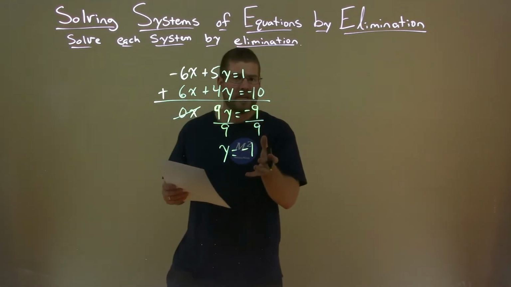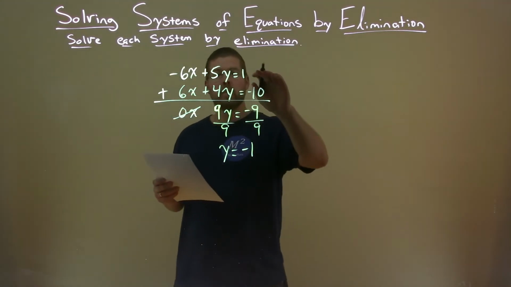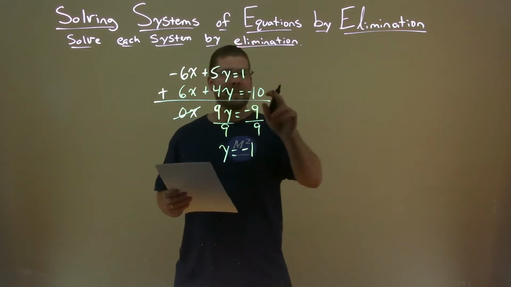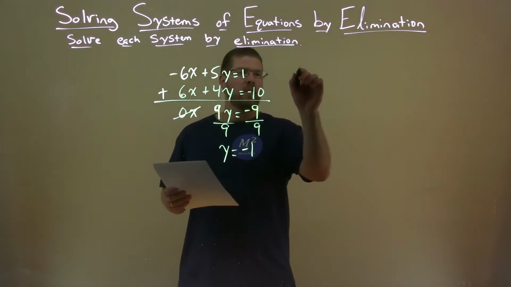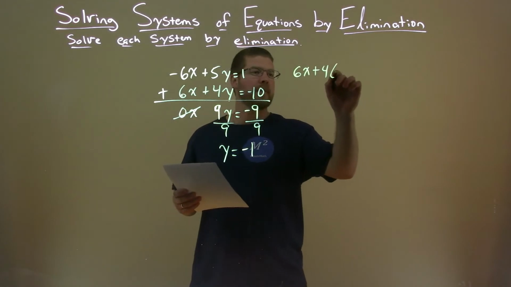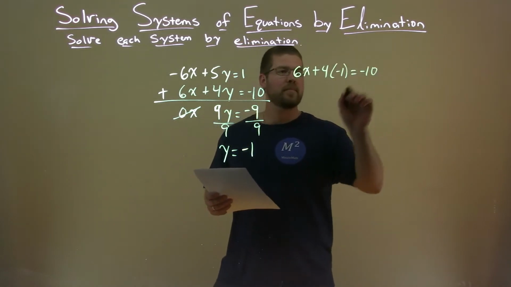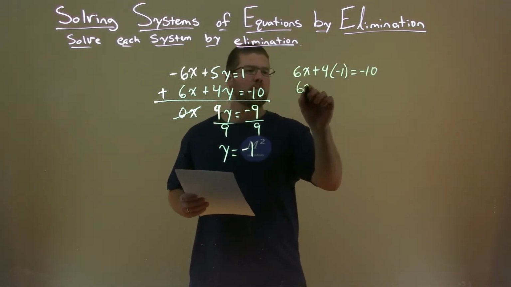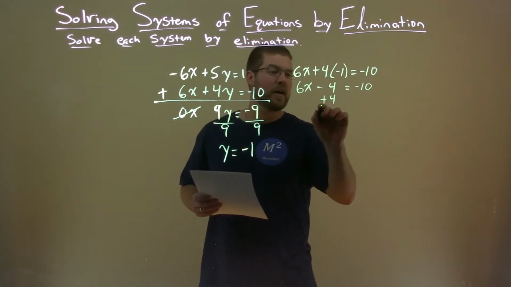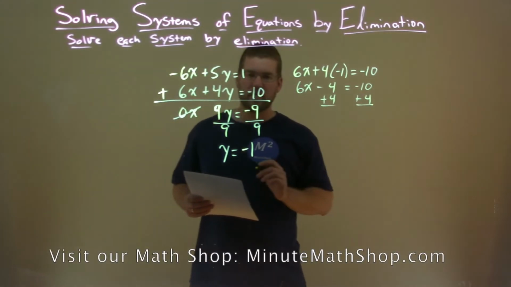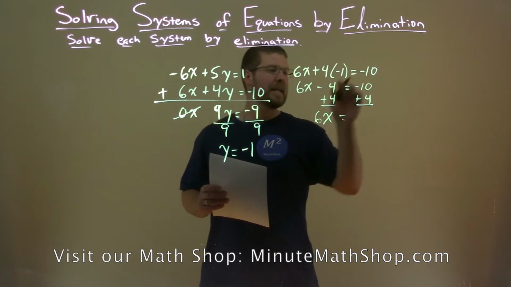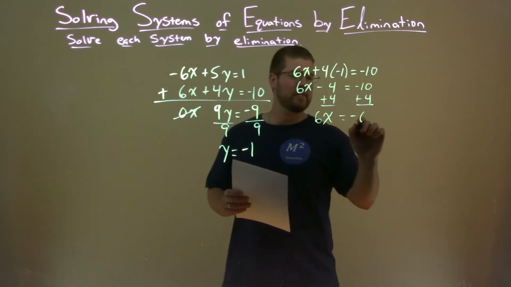So we take that information and plug it back into one of our equations and solve for x. I like to pick the easier one of the two, and I think that's the second equation. We take 6x plus 4, and instead of y, I'm going to put negative 1 in, and it's equal to negative 10. 4 times negative 1, well, you should know that. That's a negative 4. Add 4 to both sides to get us one step closer to x by itself. We have 6x by itself, and negative 10 plus 4 is a negative 6.